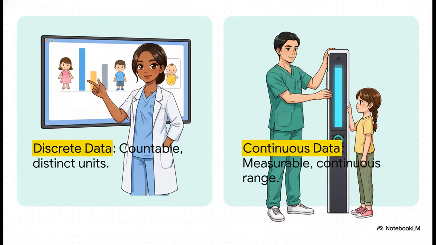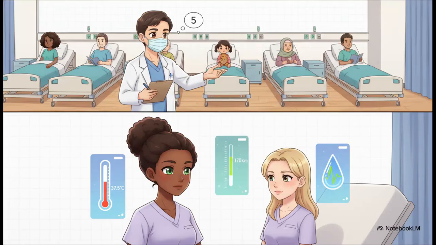Then you've got continuous data. This is stuff you measure, and it can be any value within a range, like a person's height. This really boils down to that key difference between counting and measuring. We count discrete data, like the number of patients in a ward or the number of kids in a family, but we measure continuous data. That's things like a patient's height, their body temperature, their serum cholesterol, or even their age.